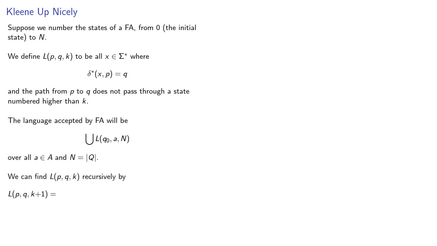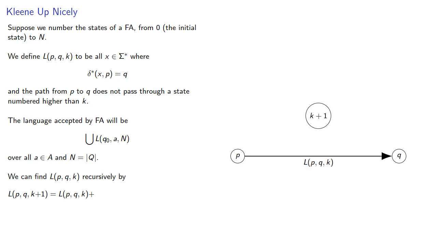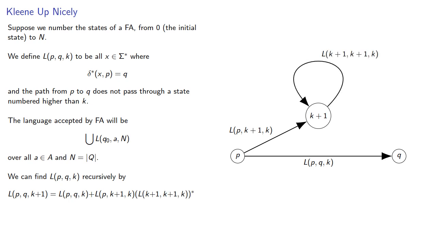L(P,Q,K+1), those are all strings that go from P to Q without passing through anything higher than K, plus all the strings that go from P to K+1, not passing through anything higher than K, looping from K+1 to K+1, and then going from K+1 on to Q.